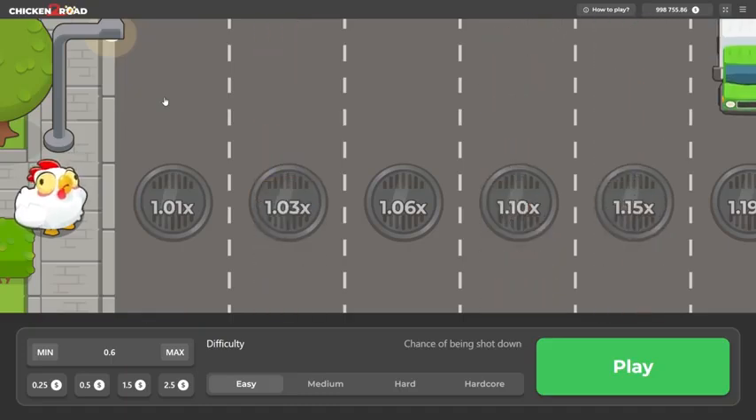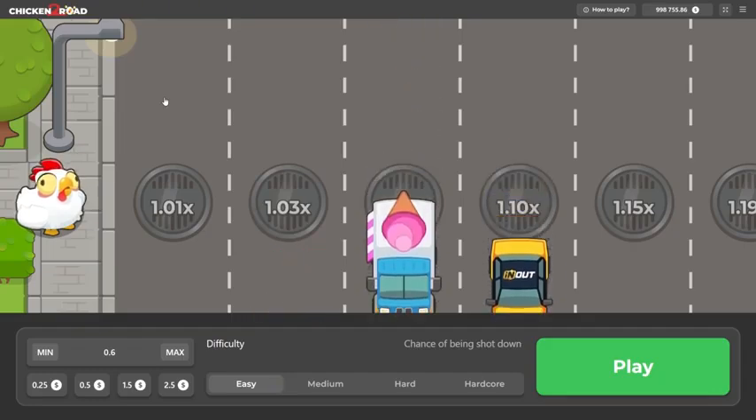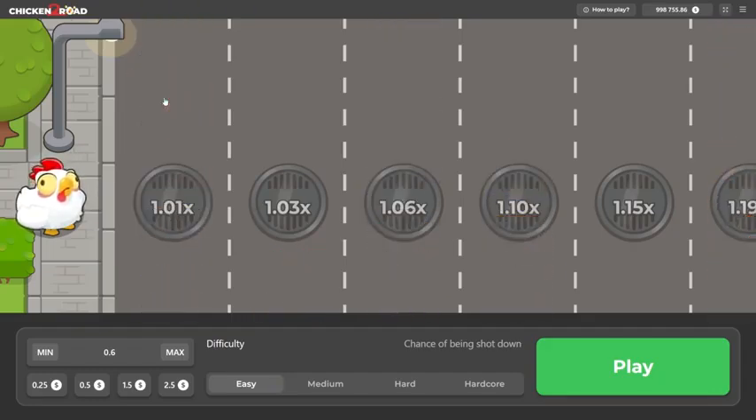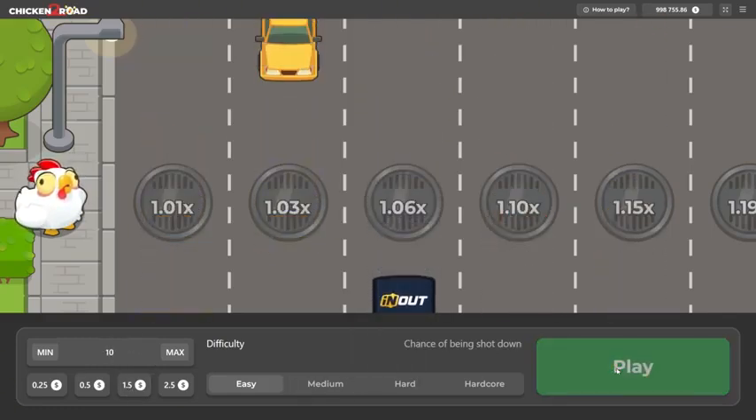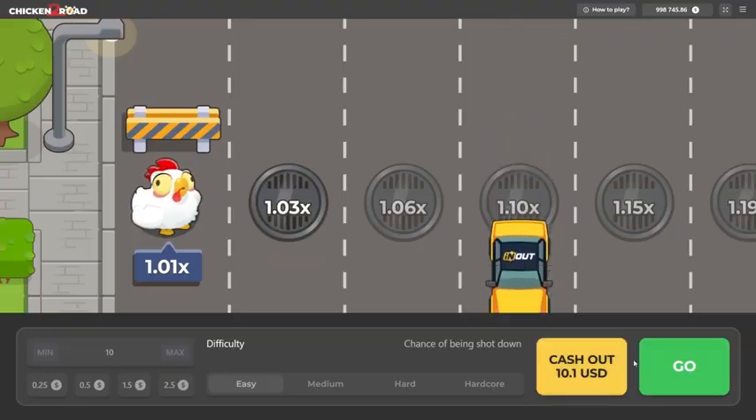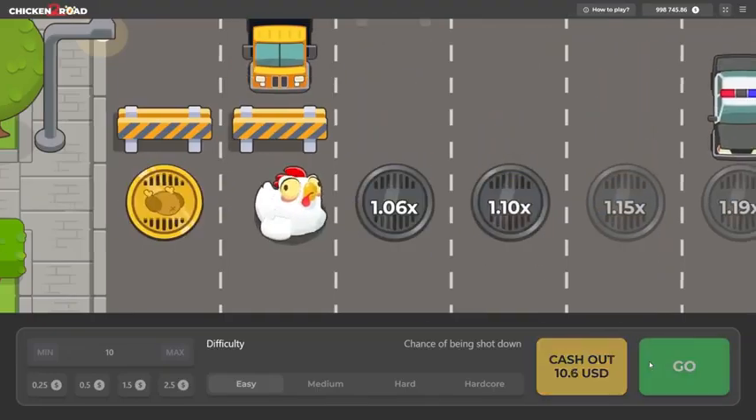Step 5. Understanding the odds and probability. Here's something most tutorials won't tell you clearly. The probability of advancing gets harder with each successful lane crossed. Think about it logically. If there was an equal chance of success at every level, people would consistently hit massive multipliers and casinos would go bankrupt. That's not how it works.